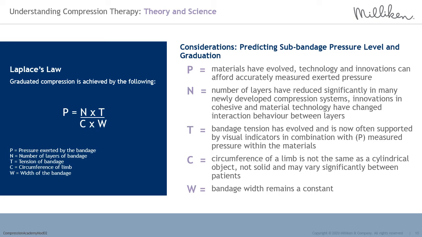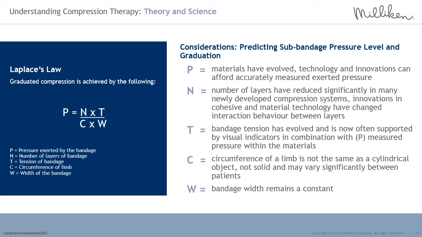P represents the pressure calculation. However, materials have evolved with new technologies and innovations now affording more accurately measured and exerted pressure through the manufacturing process and material construction. N represents the number of layers. These have reduced consistently, with several compression manufacturers aiming to improve the patient experience and quality of life.